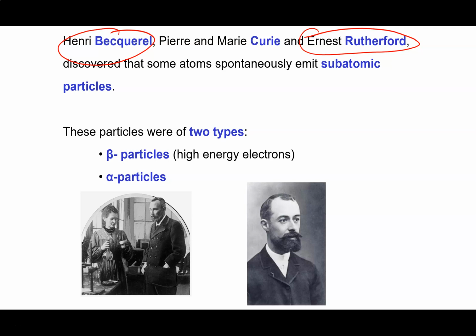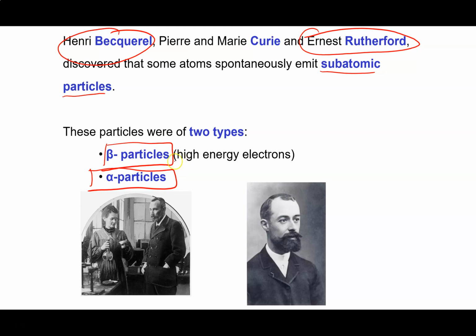What they discovered is that some atoms are spontaneously unstable, and they emit subatomic particles. They emit particles that are smaller than a whole atom. These particles were found to be of two types. The first type investigated were alpha particles, and it was a bit of a mystery as to what alpha particles were. They called them alpha just because they were like type 1. The second type of particle that people detected being emitted were called beta particles, just like A, B, beta is just like type 2.